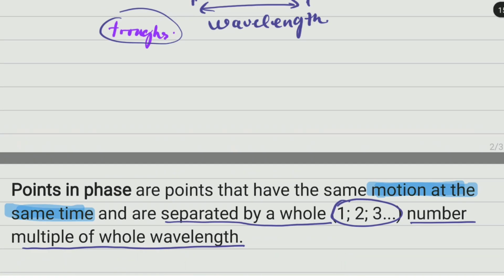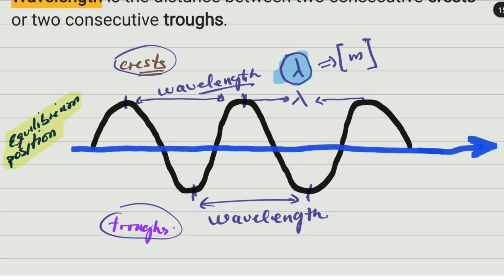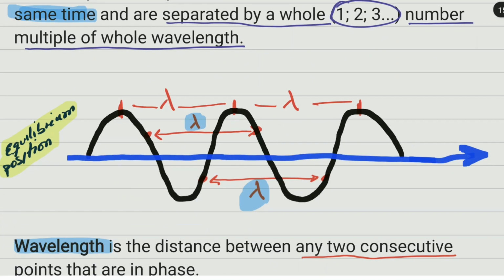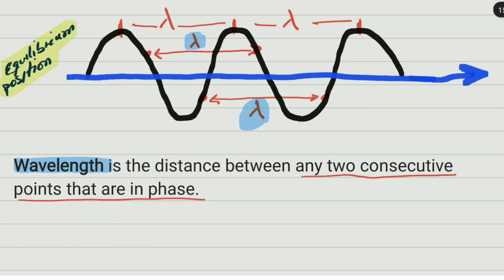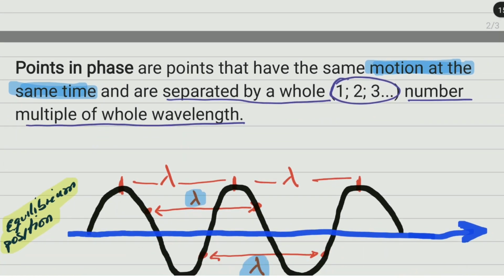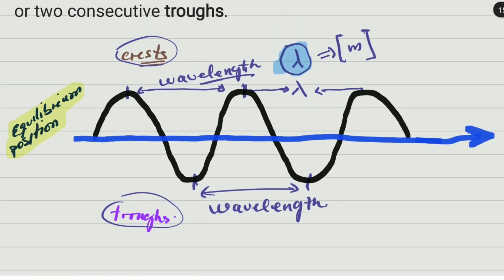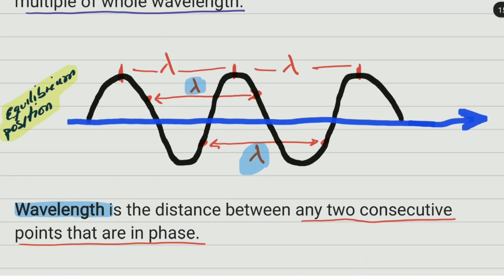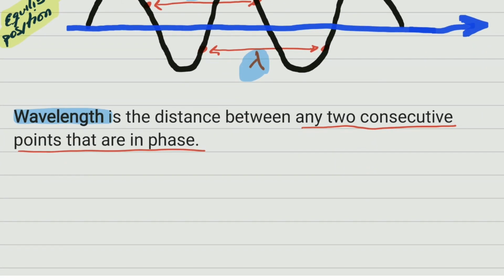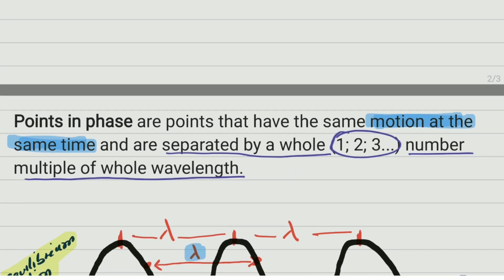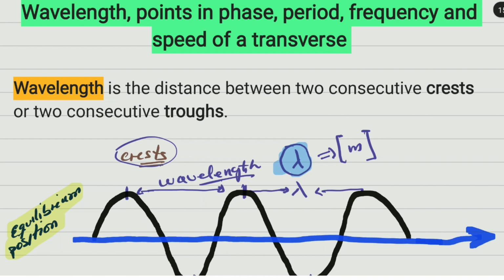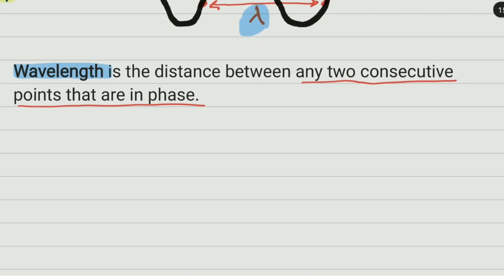So far we know what points in phase are, and we know what wavelength is. We have two definitions for wavelength. You can use either one, but the most correct, the more general one, is any two consecutive points that are in phase. We learned that wavelength is a distance, and therefore the SI unit is the meter. I hope so far we are winning. Now we go to the other two definitions of the lesson, which are period and frequency.